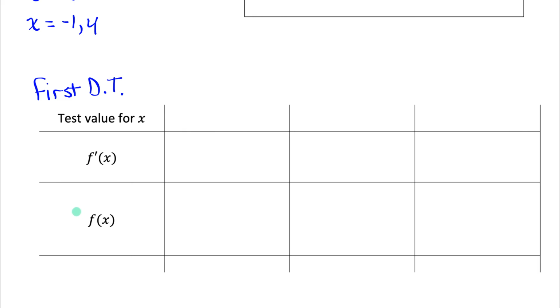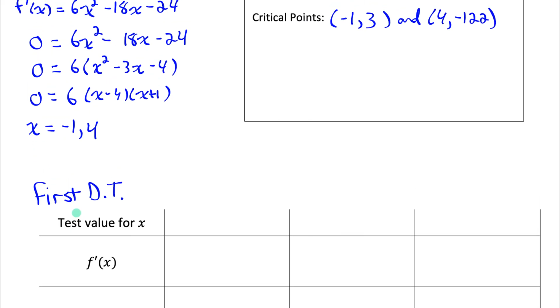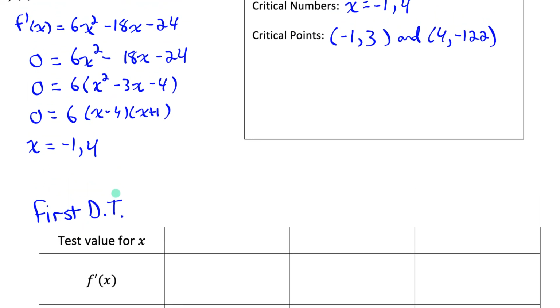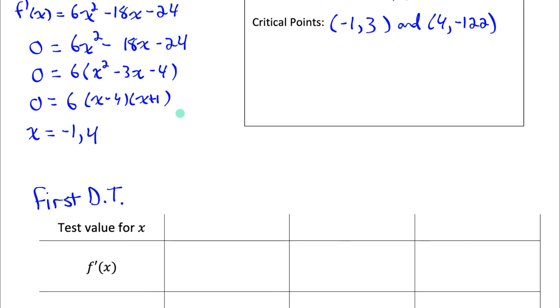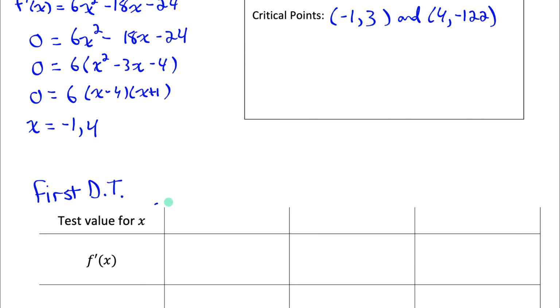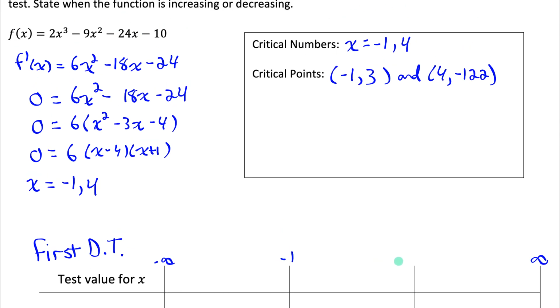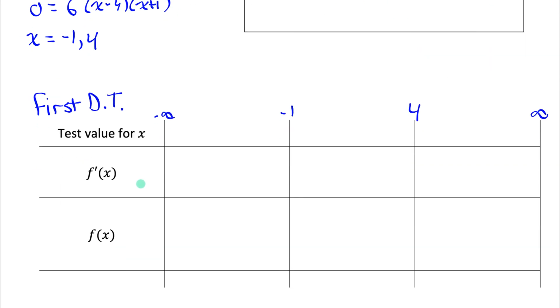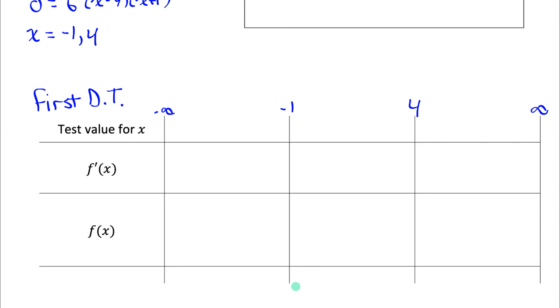What we need to do is check the value of the first derivative around these critical numbers. So in the first derivative test, we always put -infinity and +infinity on the ends. And then in between are the critical numbers in ascending order, so -1 and 4. I know at those x values, the value of the first derivative is 0. But what's the value of the first derivative before an x value of -1? Well, let's pick a test point in here. How about -2?